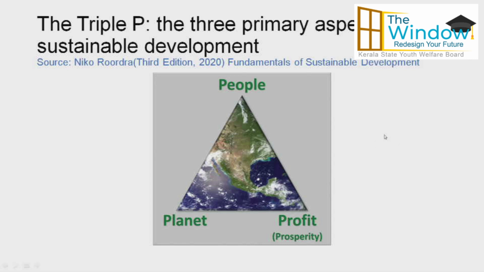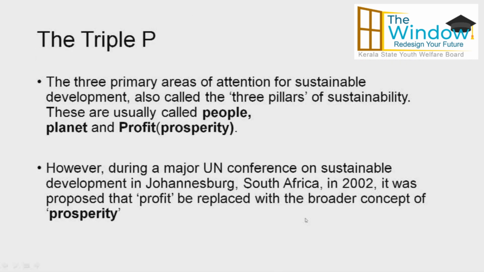Later there was an issue related to the profit aspect, and profit was replaced by the concept of prosperity. The three primary areas of attention for sustainable development, also called the three pillars of sustainability, are people, planet and profit. Later, during a major UN conference on sustainable development in Johannesburg, South Africa in 2002, it was proposed that profit be replaced with the broader concept of prosperity. So the definition moved from profit to prosperity.